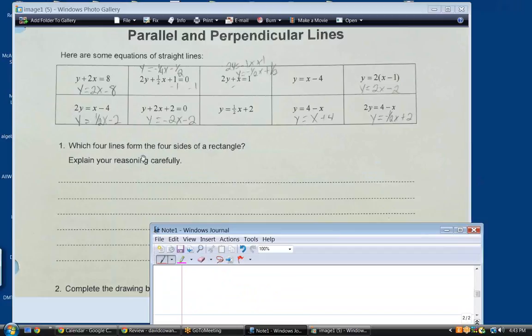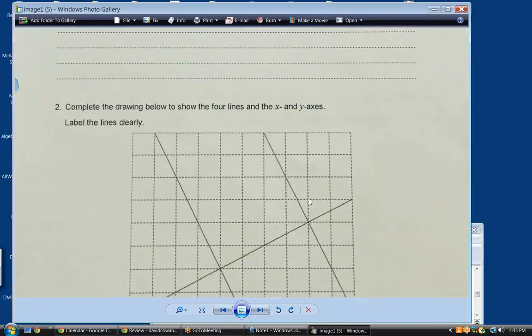And as far as explaining your reasoning, all you need to say is that two sides have to be parallel. The opposite sides have to be parallel, and one set of lines has to be perpendicular to another. And that's all the reasoning you need. All right.